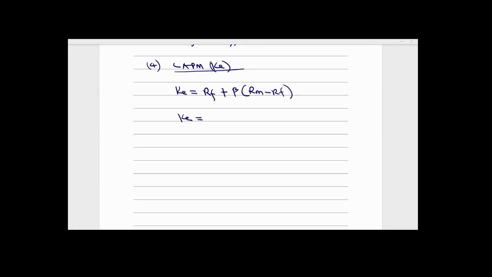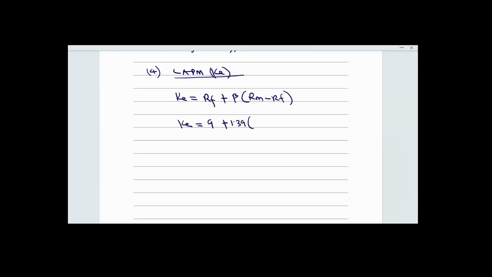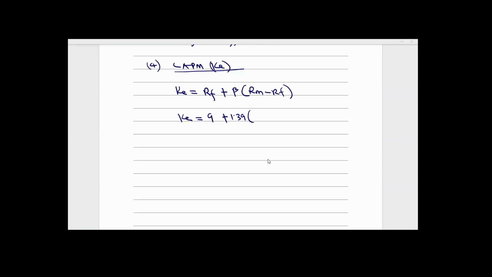I will then come here. Here is 9 plus beta, which we calculated in step 3 as 1.39, multiplied by the market return. According to the question, you are also told that the market return is estimated to be 16% per year. So here is 16 minus 9.